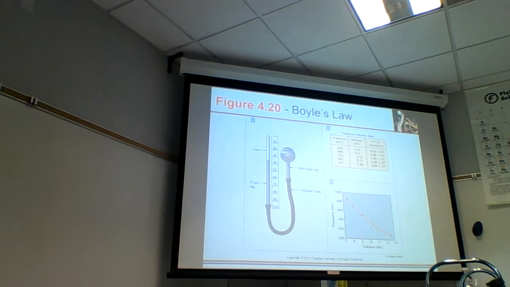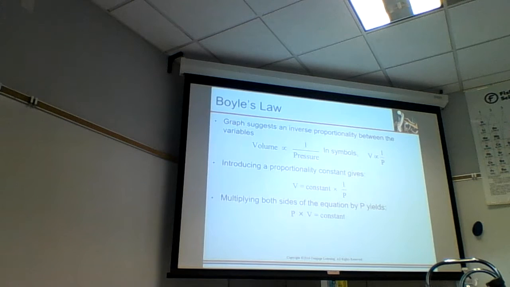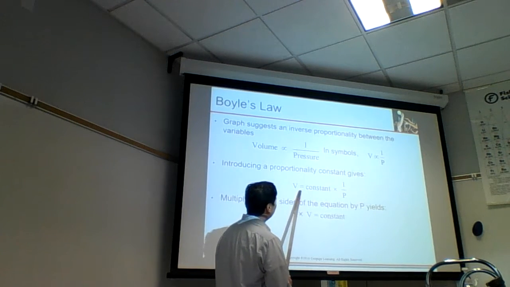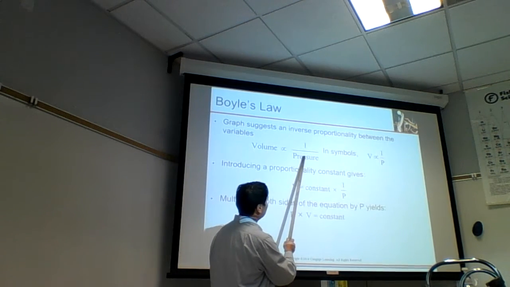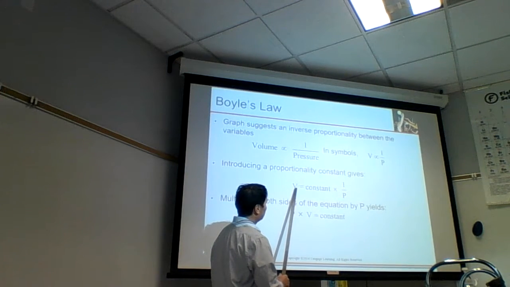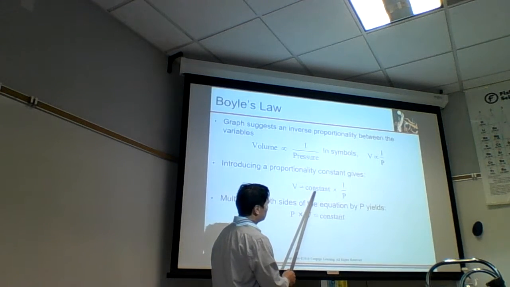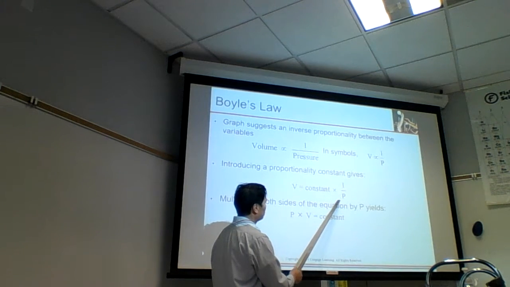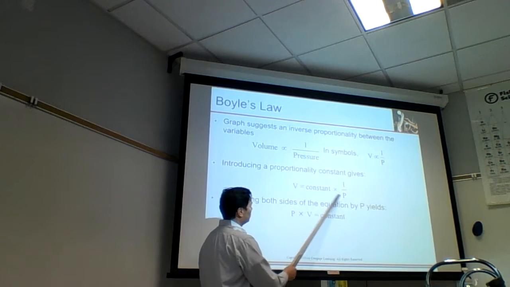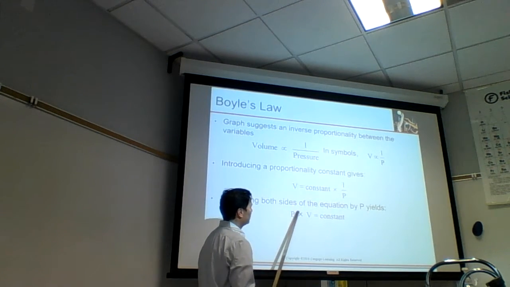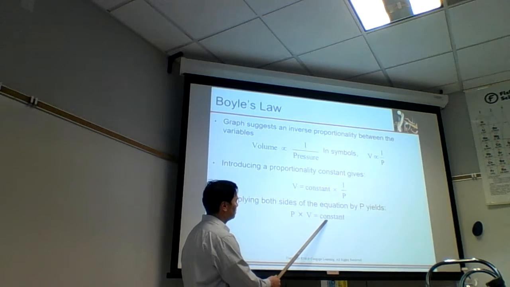So what does a mathematical equation look like? Well, the mathematical equation is going to look kind of like this. Basically, it says the volume is inversely proportional to pressure. That's what this shows. Or, to make it equal, the volume is equal to the constant times the inverse of pressure. If we multiply both sides of this equation by P, then we get this one. P times V is a constant.